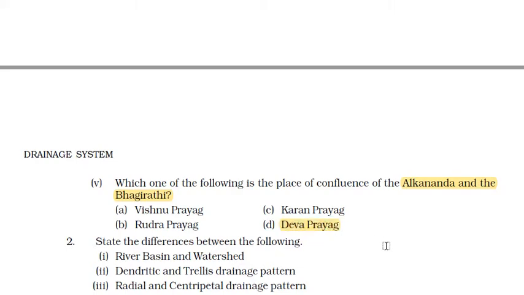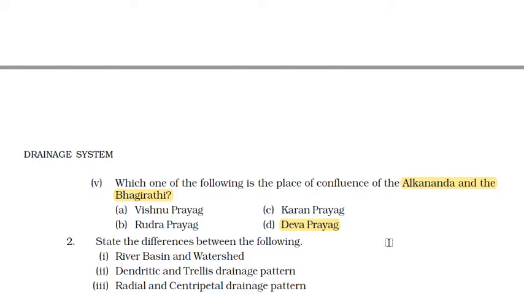But that doesn't mean you should not know the others. So you should know the others. The Vishnu Prayag, Rudra Prayag, and Karan Prayag are all on the Alaknanda river. They are formed with the other rivers joining in the origin of the Ganga. So we have detailed discussions in our videos. I hope it is clear to you. The correct answer is B, Dev Prayag. Just go through what makes Vishnu Prayag, what makes Rudra Prayag, and what makes Karan Prayag.